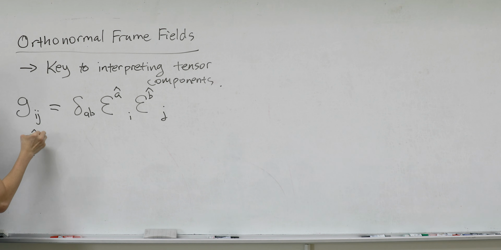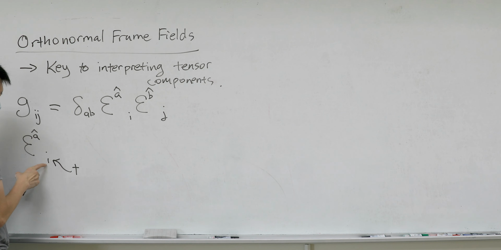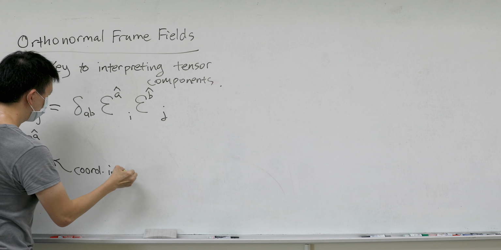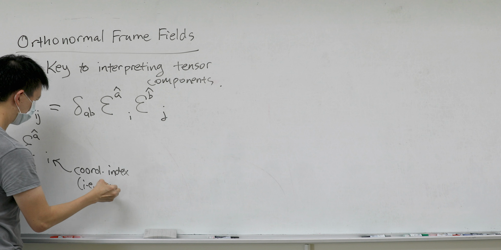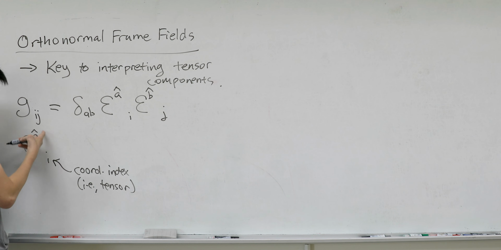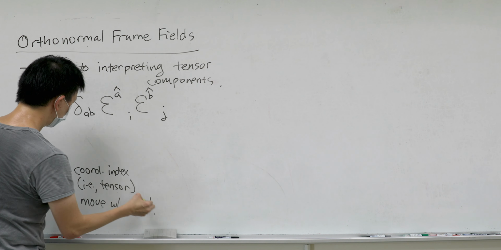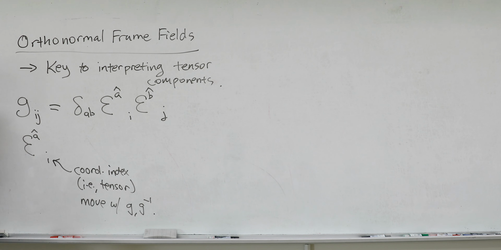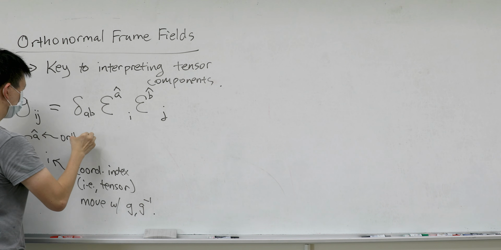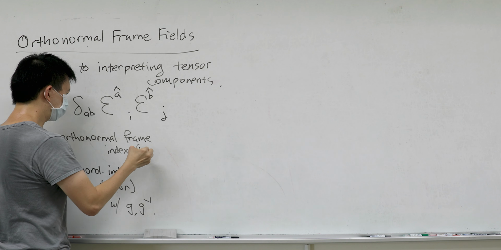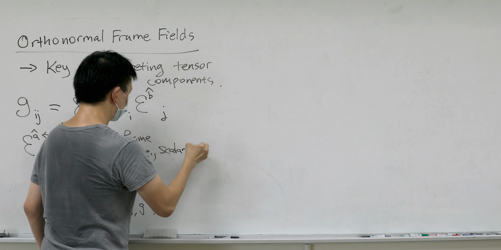So E A hat i is an object with two types of indices. One below, as I write it, is a coordinate index, i.e. this is a tensor index. So it will transform. You can also move it up and down using a metric, G or G inverse, and it will transform as we have talked about, through contraction with Jacobians. This is new. This is an orthonormal frame index, and it does not. So it's a scalar, in fact, with respect to coordinate transformations.